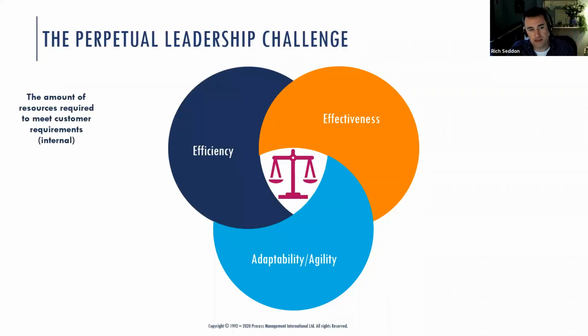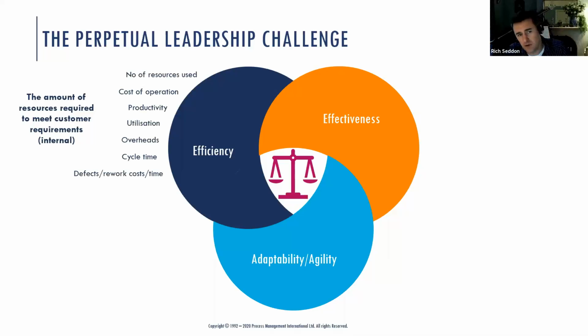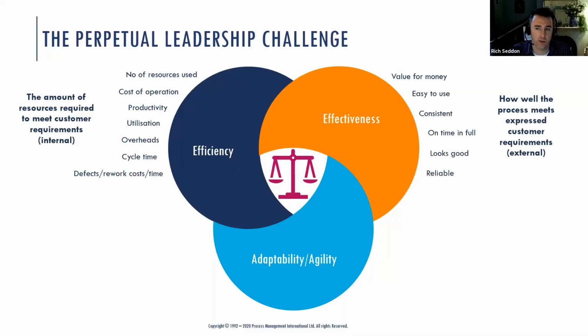So just to explain what I mean by these, efficiency. So typically the amount of resources required to meet the customer requirements, the internal resources. Typical examples: number of resources used, cost of operation, productivity, utilization, overhead, cycle times, defects, rework, etc. On the effectiveness side, it's how well the process or processes meet the expressed customer requirements. So some external measures, typically things like value for money, ease of use, consistency, on time in full, visual appearance, reliability, things like that that are evident to the customer.